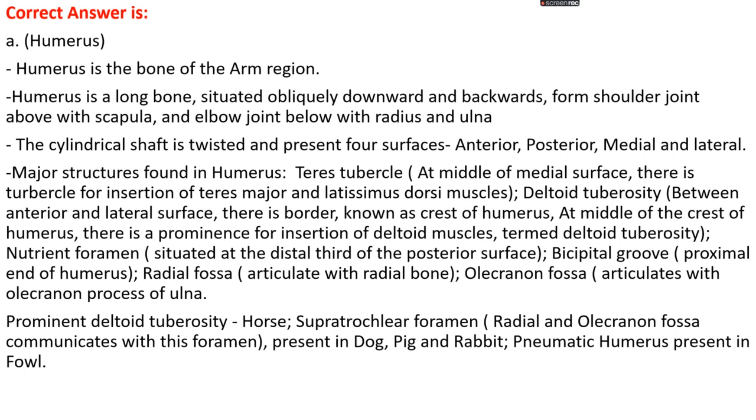And if we see the major structures which are found in the humerus, then we find the teres tubercle. At the middle of the medial surface, there is a tubercle, which is mainly for insertion of the teres major and latissimus dorsi muscles. Okay, this is the teres tubercle.